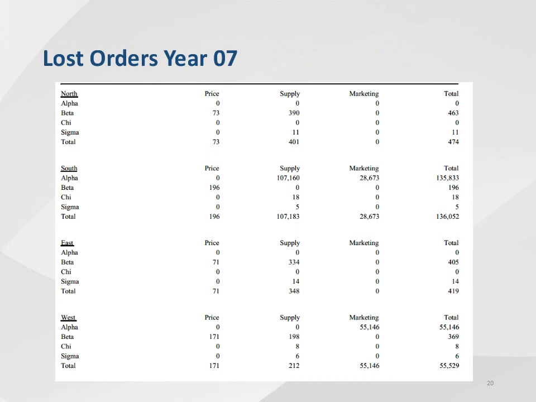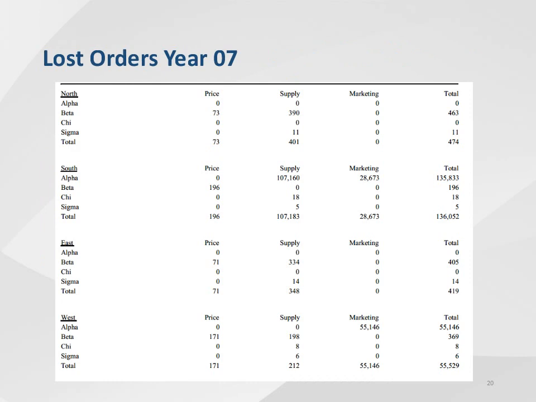Here's an example of a lost order report that you'll receive every year. Let's look at, for example, the North team and the beta product. As you can see here, the North team price was too high, and so they lost 73 orders. And they lost 390 orders under supply because they simply didn't have the capacity. Now going down to the East team, we see that the East team, as far as their Sigma product is concerned, lost 14 contracts because they didn't have enough contractors.